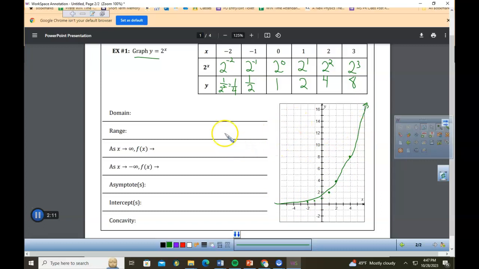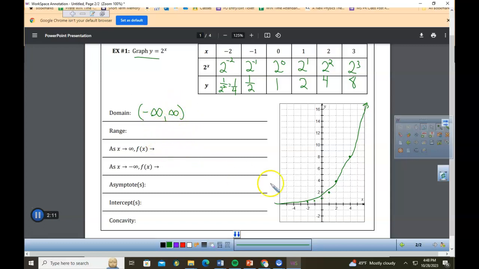All right. So wait a second. My domain, is there anything I can't plug in for x? No, I can plug in negative a billion, right? It'll just be a really small number, really close to 0. Can I plug in really big numbers? Yeah, it'll just end up being a really big number. So my domain is from -infinity to infinity.